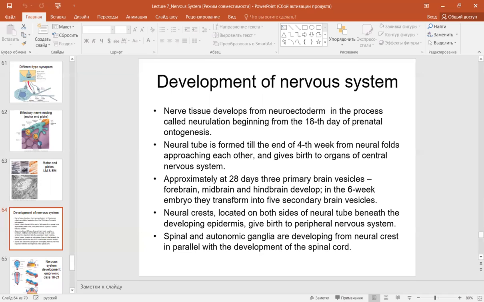At approximately 28 days, three primary brain vesicles develop: forebrain, midbrain, and hindbrain. In the 6th week embryo, they transform into five secondary brain vesicles. Neural crests, located on both sides of the neural tube beneath the developing epidermis, give rise to the peripheral nervous system. Spinal and autonomic ganglia develop from neural crests in parallel with the development of the spinal cord.